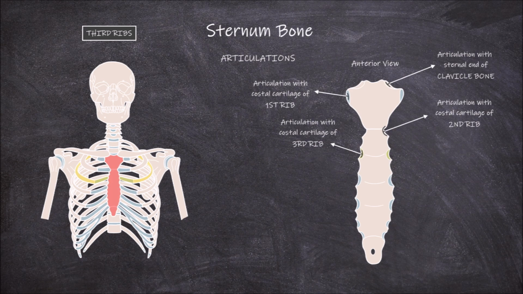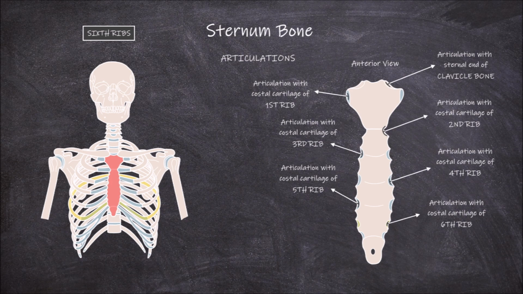The next two articulations are with the two fourth ribs. A notch on each side of the mesosternum articulates with the costal cartilage of each of the fourth rib bones. The next two articulations are with the two fifth ribs. A notch on each side of the mesosternum articulates with the costal cartilage of each of the fifth rib bones. The next two articulations are with the two sixth ribs. A notch on each side of the mesosternum articulates with the costal cartilage of each of the sixth rib bones.